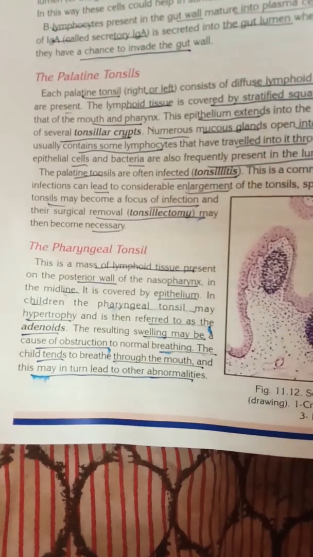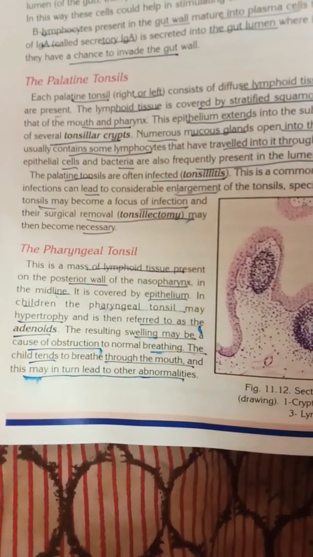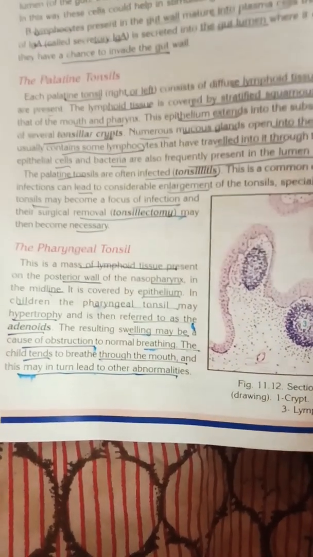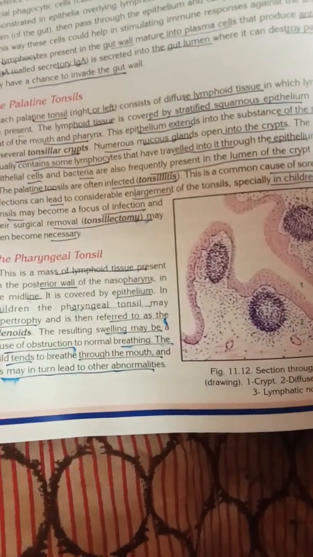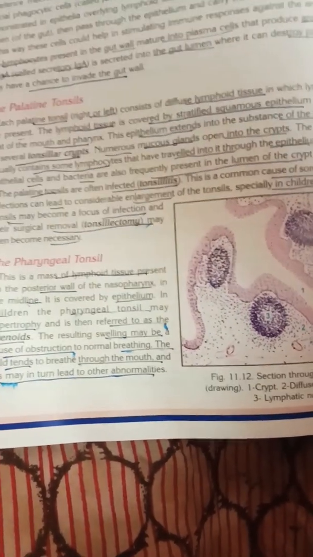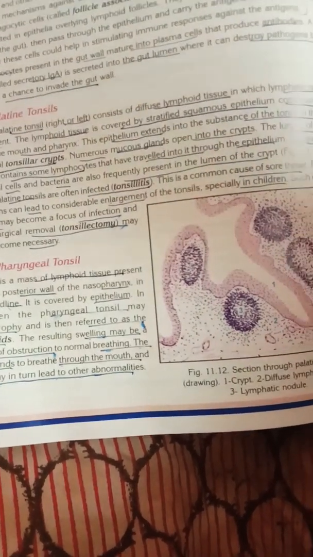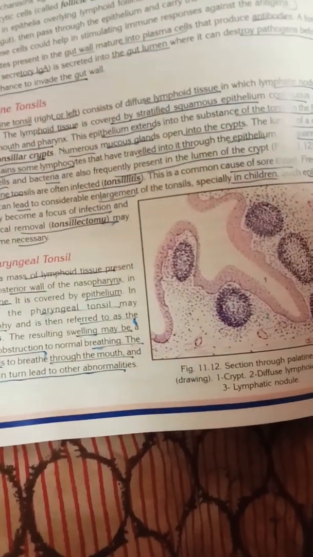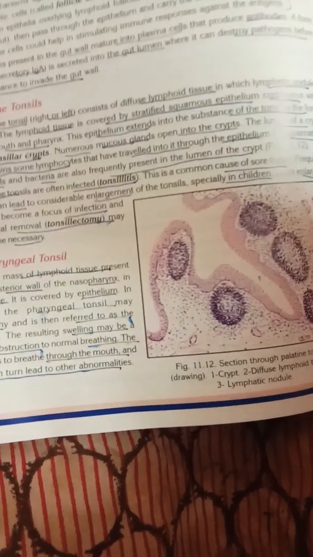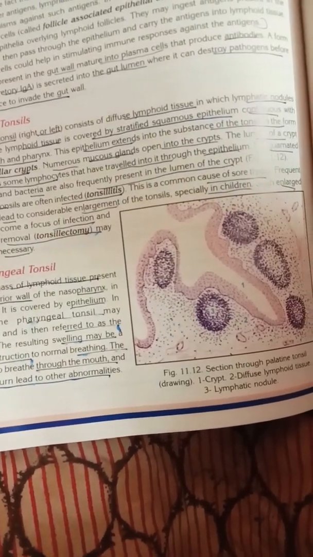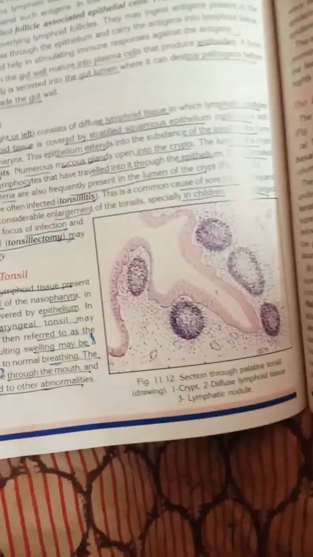And the pharyngeal tonsil is also a mass of lymphoid tissue in the posterior wall of the nasopharynx, in the midline, and it is covered by epithelium. In children, the pharyngeal tonsil may become hypertrophied and is referred to as adenoids, and the resulting swelling may be a cause of obstruction to breathing. The child tends to breathe through the mouth, and this may lead to other abnormalities.